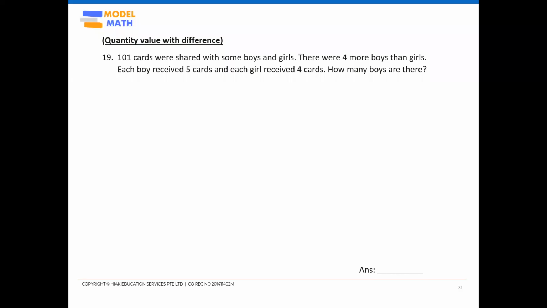So 101 cards were shared with some boys and girls. There were four more boys than girls. Each boy received five cards and each girl received four cards. How many boys are there?